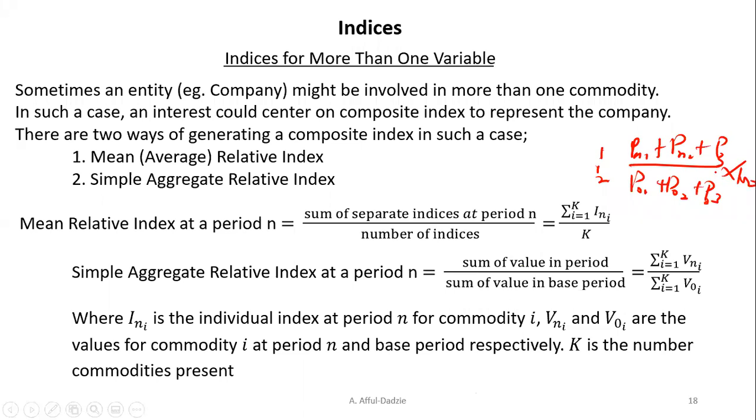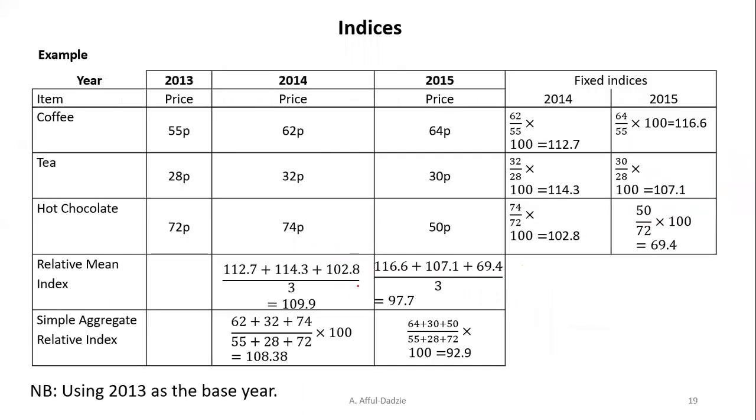So let's get into it and see how it works. Let's say we have this table. We have coffee, tea, and hot chocolate in 2013, 2014, 2015, okay? Now let's see how we would apply the relative mean index and then the simple aggregate relative index.